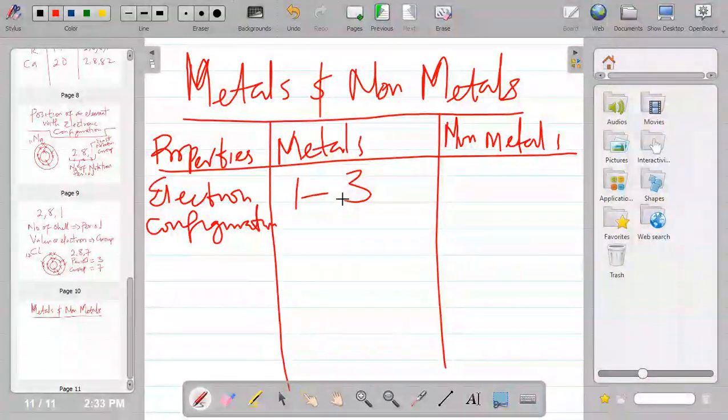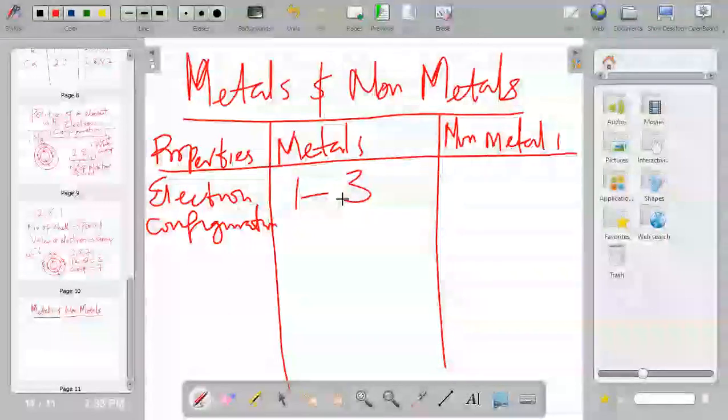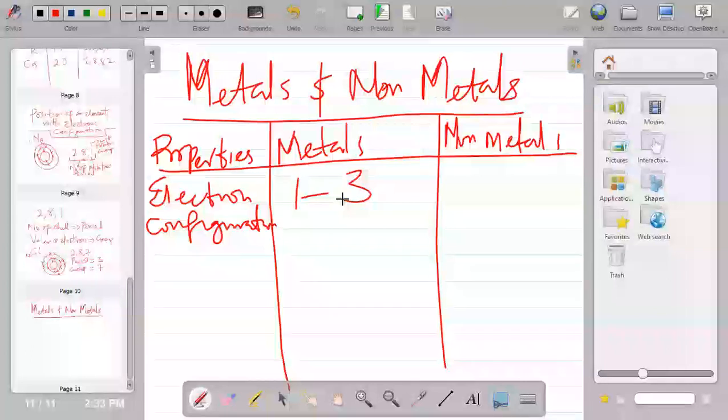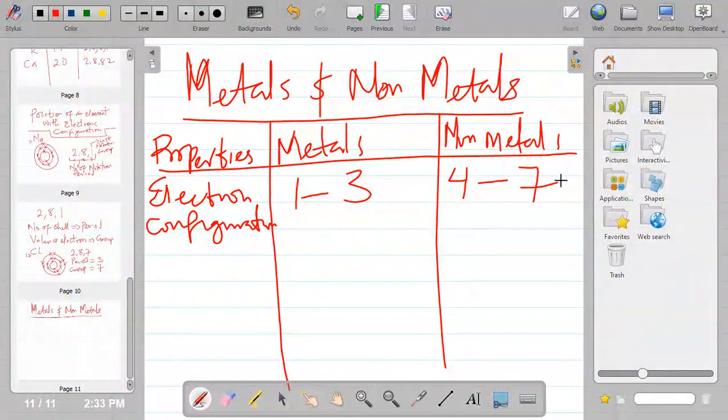And if you remember so well, since metals are found to have 1 to 3 electrons in the outermost shell, hence they can belong to group 1, 2, and 3. Non-metals are found to have 4 to 7 electrons in the outermost shell.